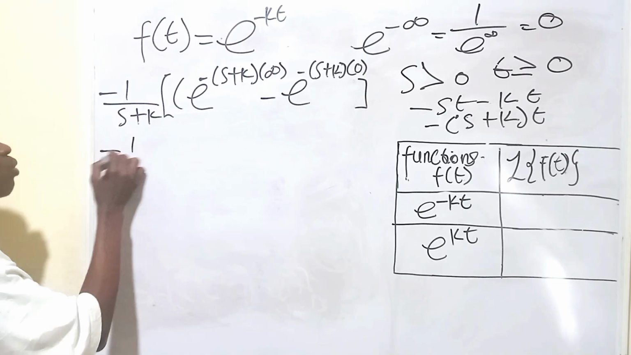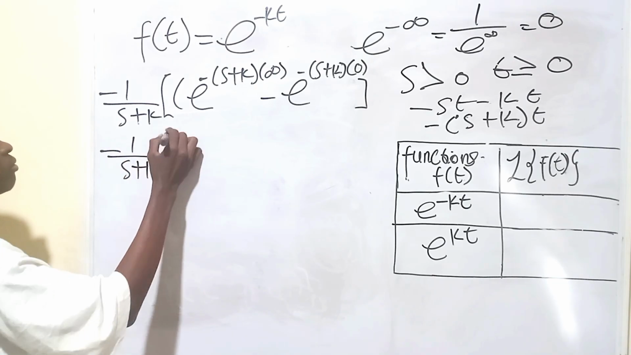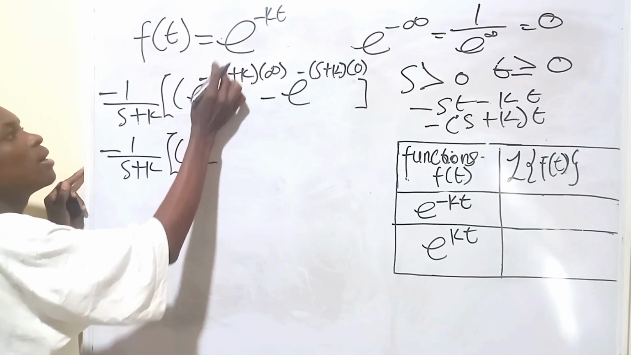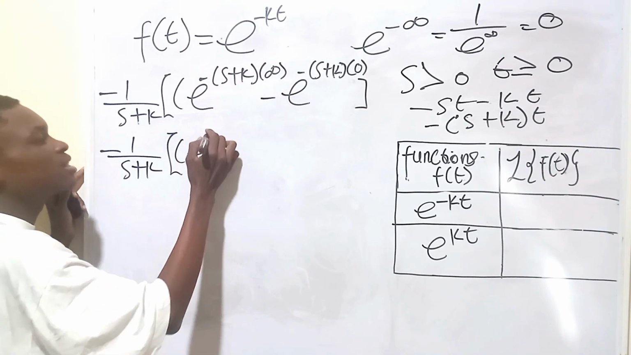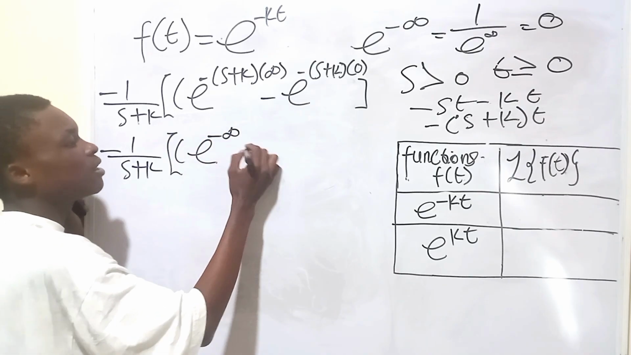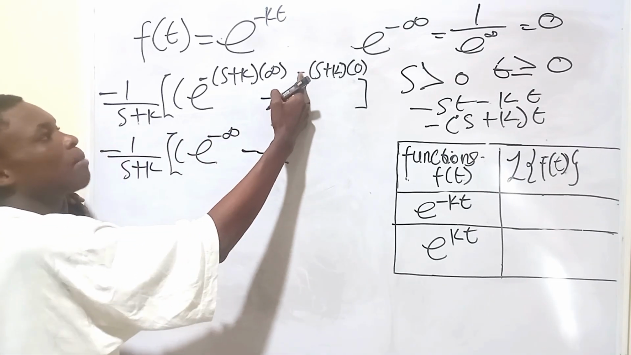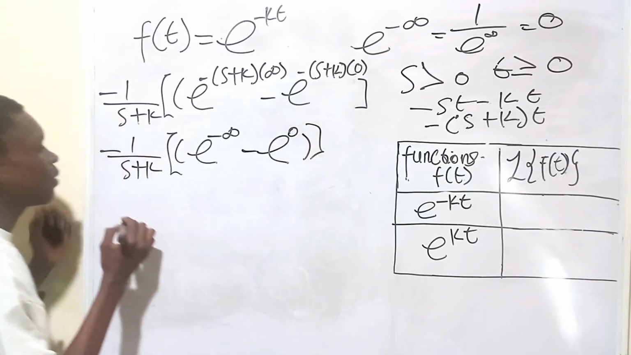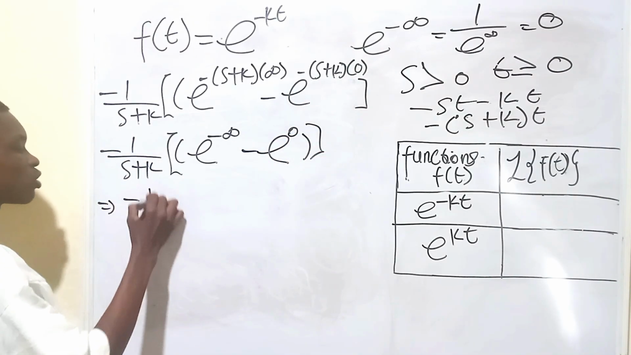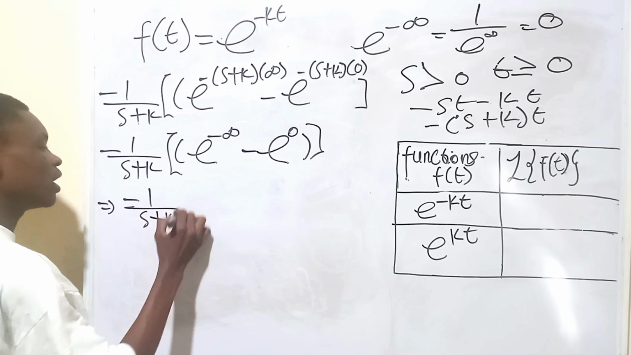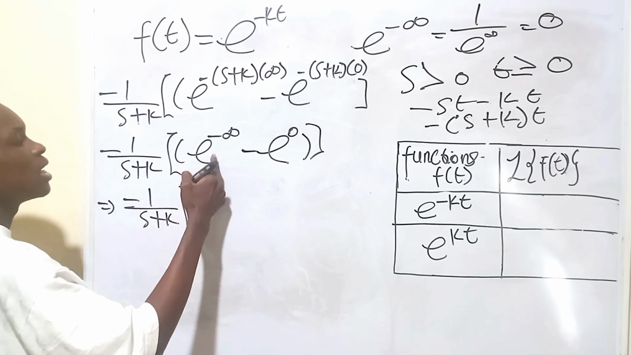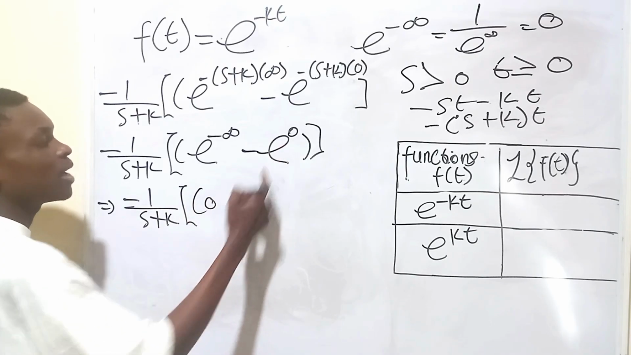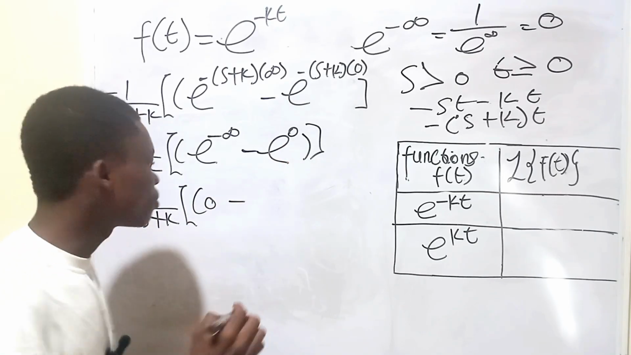So this is minus 1 all over s plus k, exponential of minus s plus k multiplied by infinity gives us negative infinity, minus exponential of minus s plus k multiplied by 0 gives us 0. So this implies minus 1 all over s plus k into bracket exponential raised to the power of negative infinity gives us 0, minus, now anything raised to the power of 0 except 0 is 1.